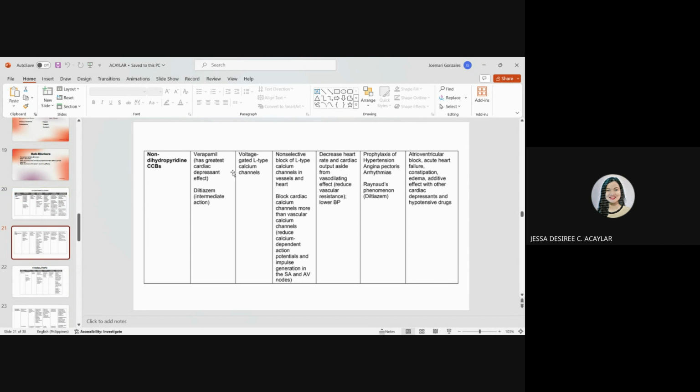So, ito po yung site of action. Ang MOA niya po, yung site of action niya po ay voltage-gated L-type calcium channels rin po. It is non-selective block of L-type calcium channels in the vessels and heart. Ang diltiazem naman po, binablock niya ang cardiac calcium channels more than the vascular calcium channels. Reduces calcium-dependent action potentials and impulse generation in the SA and AV nodes of the heart. So, it decreases heart rate and cardiac output aside from vasodilating niya na effect. So, reduce ang vascular resistance, lower ang BP. Prophylaxis siya sa hypertension, angina pectoris, arrhythmias po. Ang diltiazem naman sa Raynaud's phenomenon.